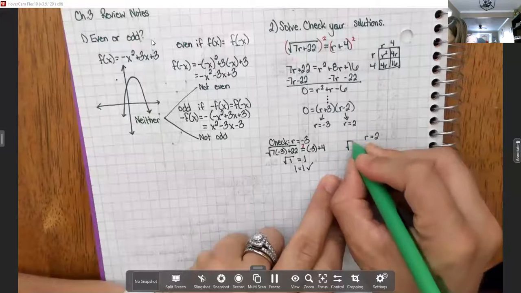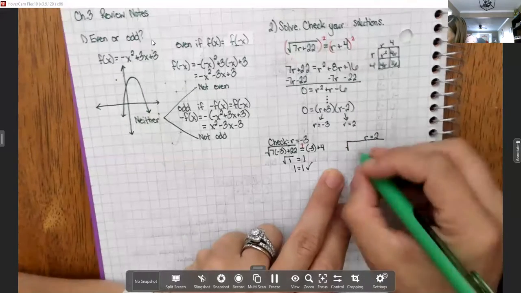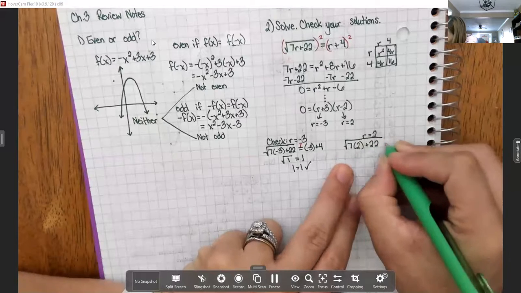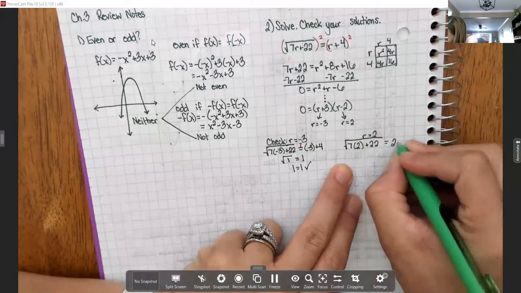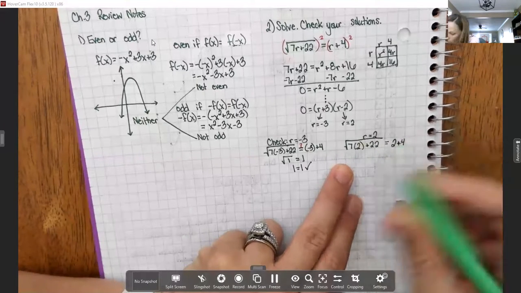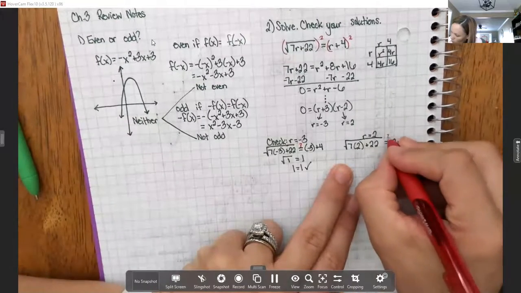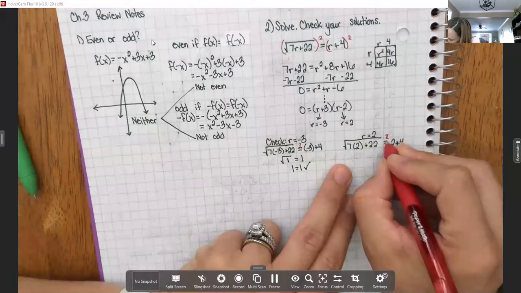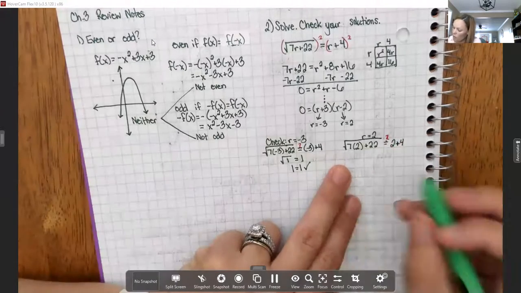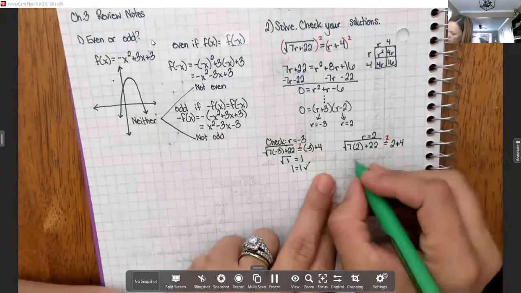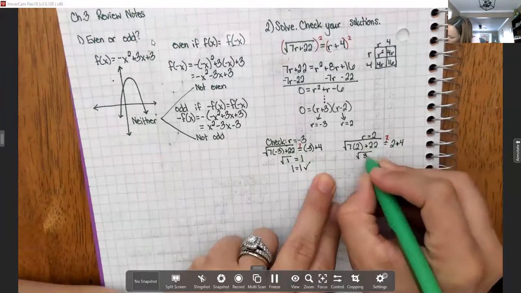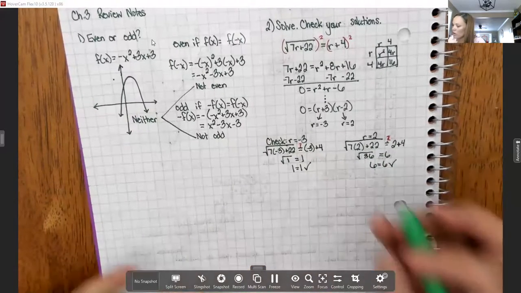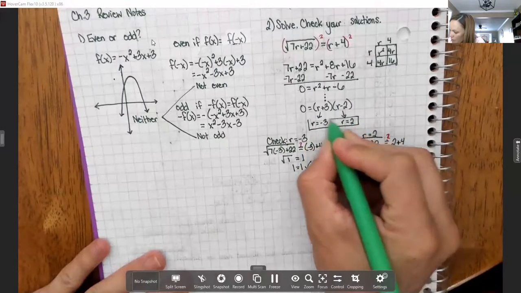On the right-hand side, we're checking this other one. 7 times 2 plus 22 in the square root, is that equal to 2 plus 4? So 14 plus 22, I get the square root of 36 is equal to 6. 6 equals 6, so that works. So both of these are solutions here because both of them work.